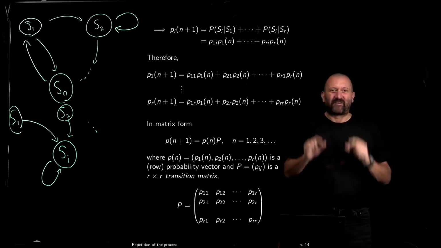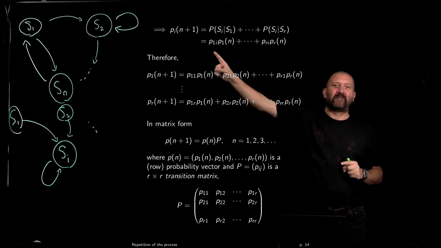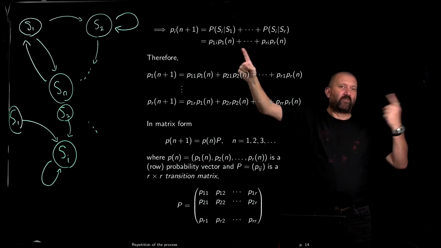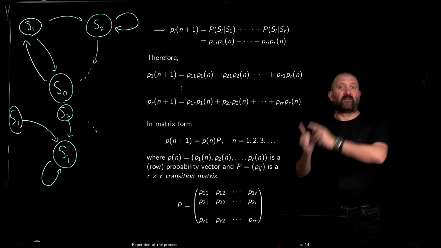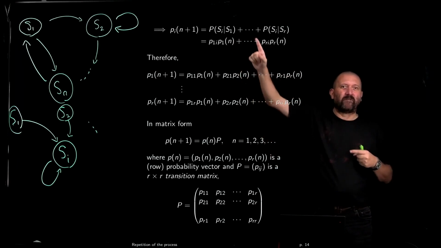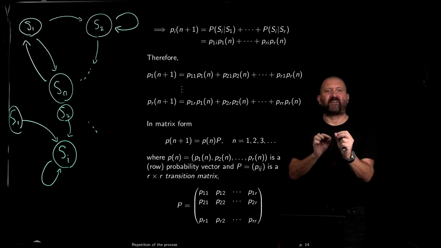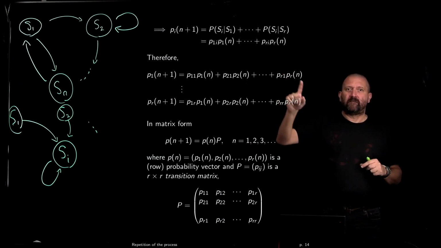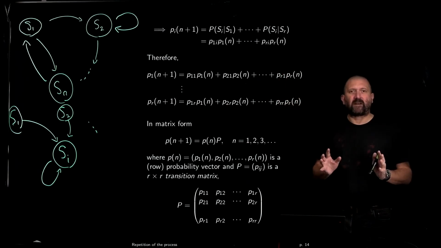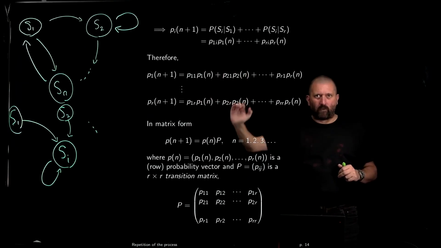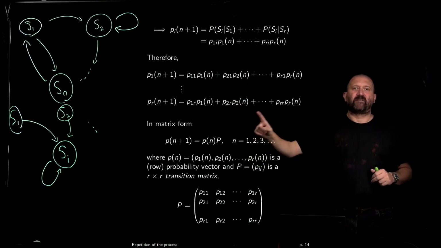So the probability to be in state I at time n plus 1 is the probability that I was in state 1 and I transitioned into state I, plus the probability that I was in state 2 and I transitioned into state I, or all the way to I was in state R, the last of the states, and I transitioned into state I. So when I write this up for every single possible state, I get that the probability that I'm in state 1 is given by this equation, all the way to the probability that I'm in state R is given by this equation.